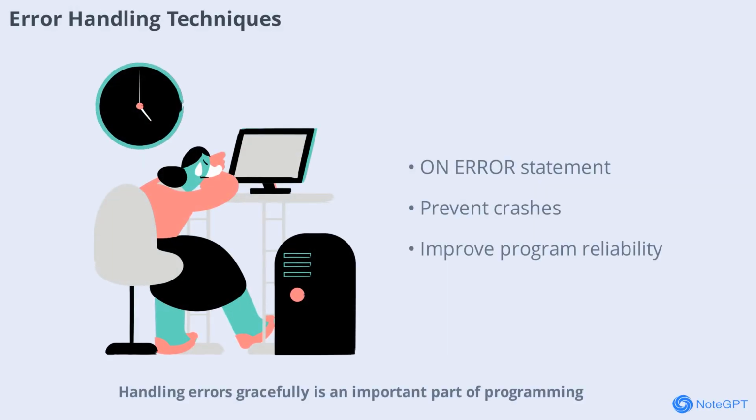Handling errors gracefully is an important part of programming. QBasic provides the ON ERROR statement, which lets you specify what should happen if an error occurs. This helps prevent your program from crashing and allows you to provide helpful messages or take corrective action. Learning error handling techniques makes your programs more robust and user-friendly. With practice, you'll be able to anticipate and manage potential problems in your code.